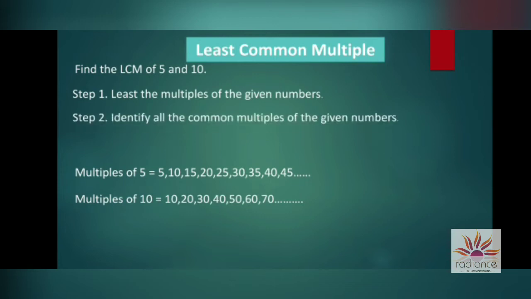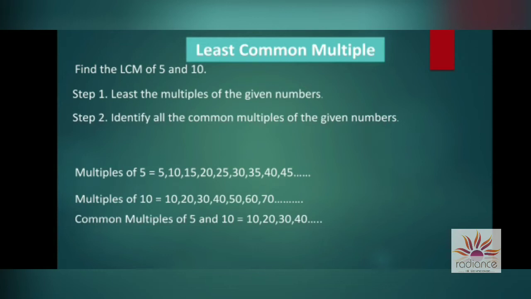Now, step 2. Identify all the common multiples of the given numbers. Here we have two sets of numbers. One is multiples of 5 and another is multiples of 10. So what are we going to do? We are going to find out the common multiples from both these sets. So what are the common multiples? Yes, the common multiples of 5 and 10 are 10, 20, 30, 40 and so on.